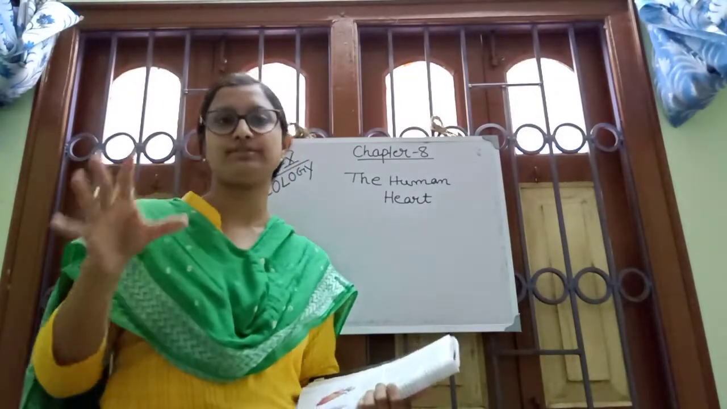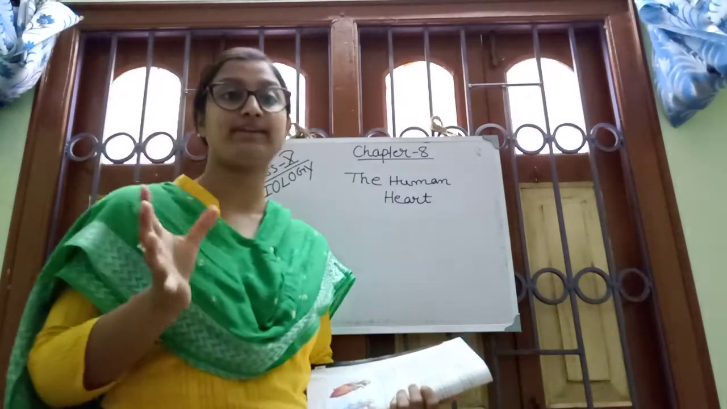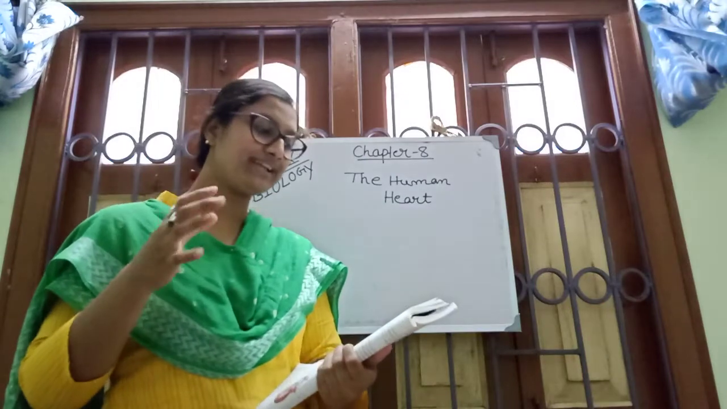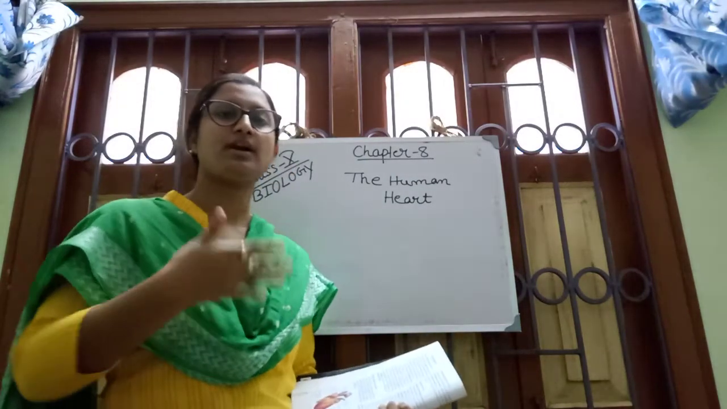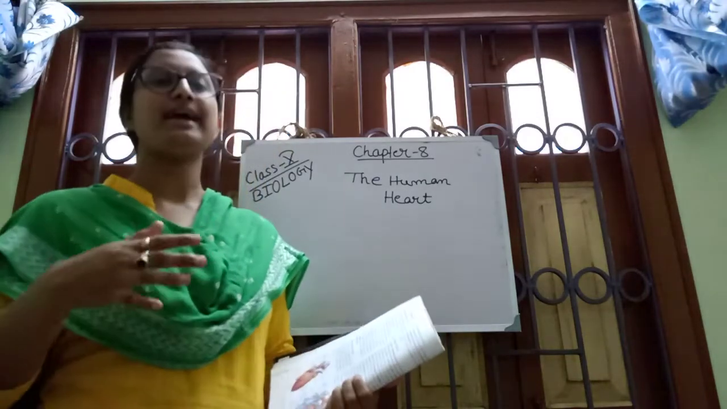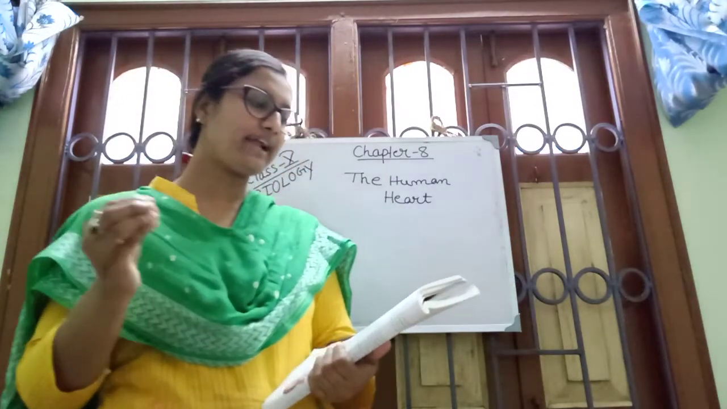The first introduction: the human heart is located between the lungs in the thoracic cavity. This portion is called the thoracic cavity. After that is the abdominal cavity. The thoracic cavity is located between the two lungs, and the heart is inclined towards the left.